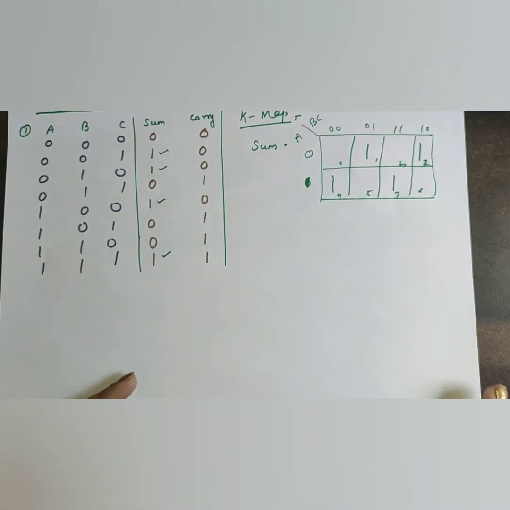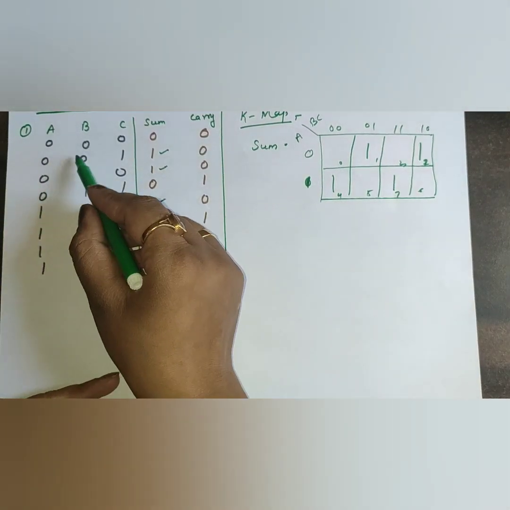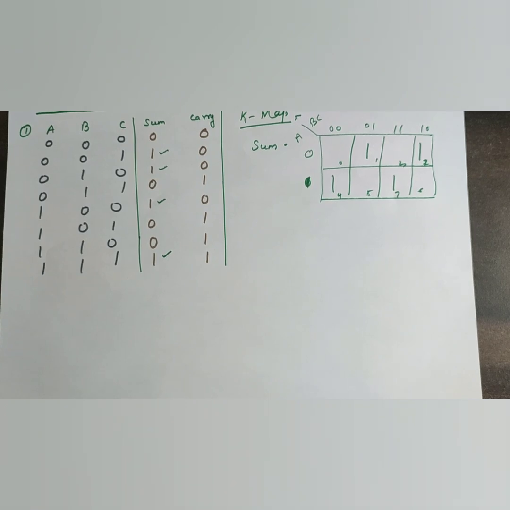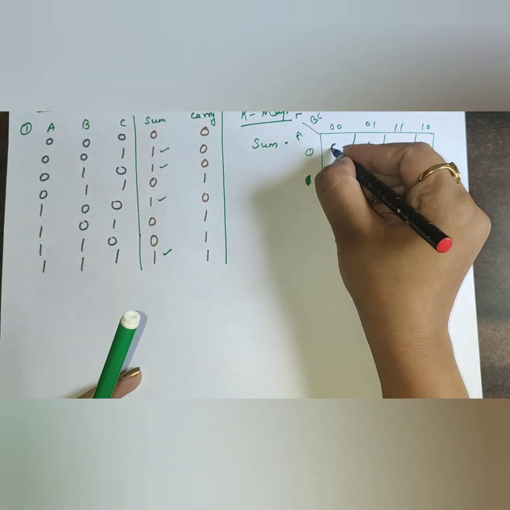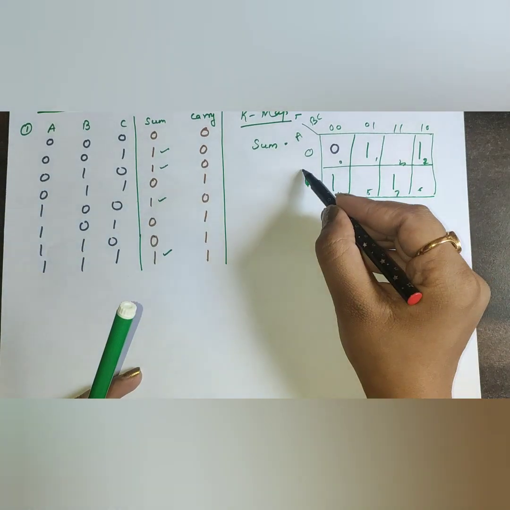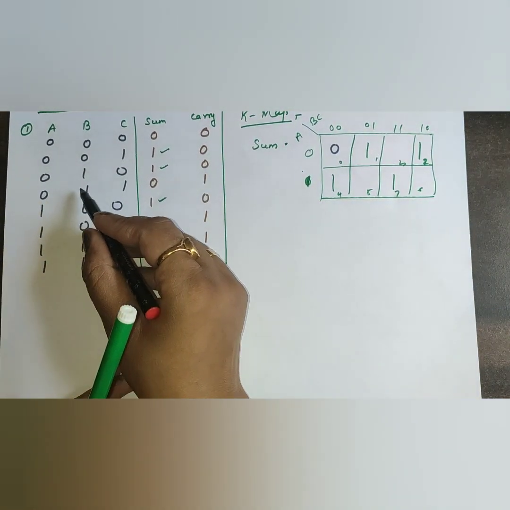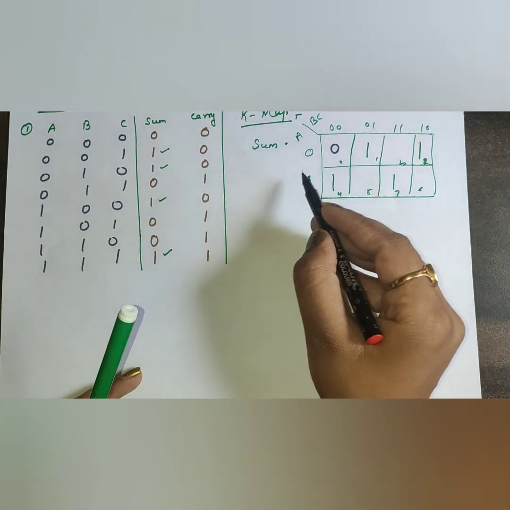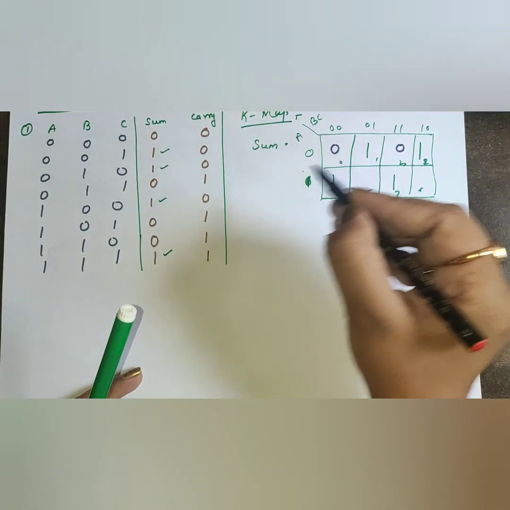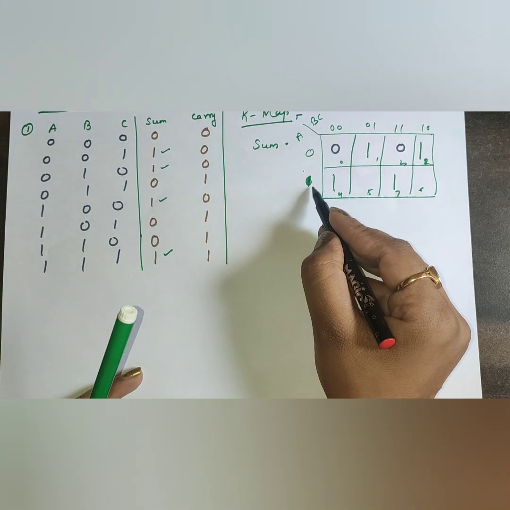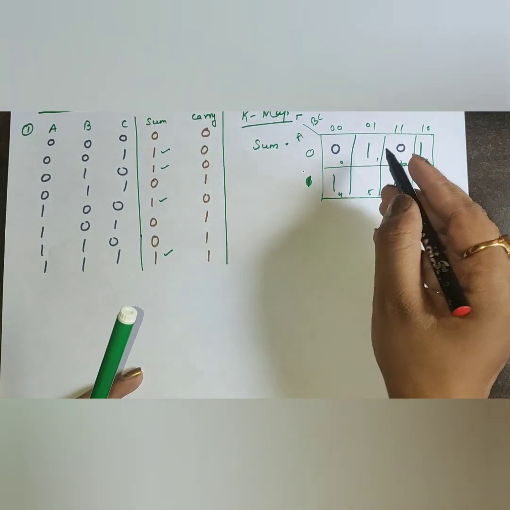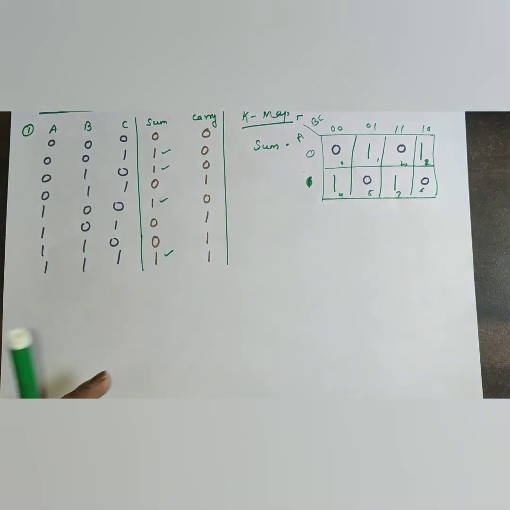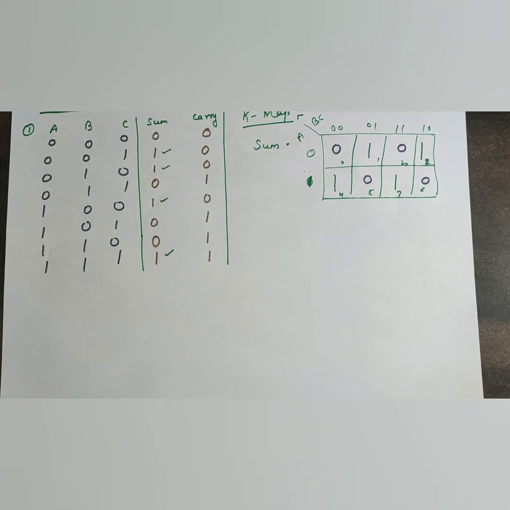You can also write like 0, 0, 0. 0, 0, 0 is 0. You can also write like this, but the same thing happens. 0, 0, 1 is 1. 0, 1, 0 is 1. Now 0, 1, 1 is 0. And 1, 0, 0 is 1. 1, 0, 1 is 0. 1, 1, 0 is 0. And 1, 1, 1 is 1. You can write also like this.